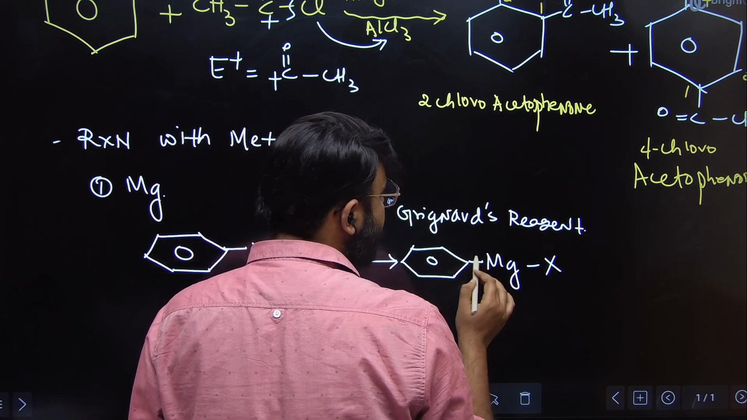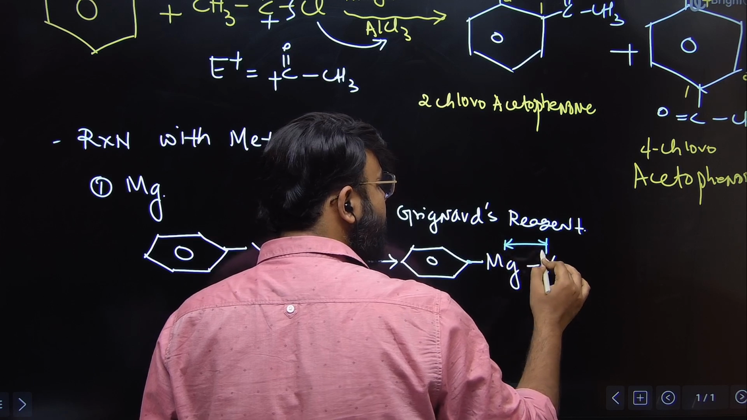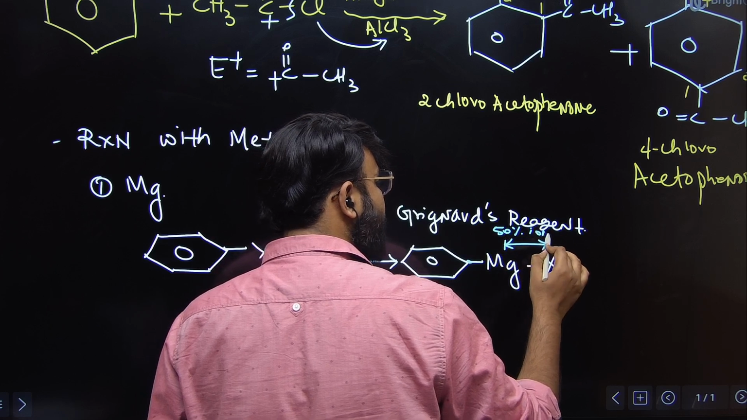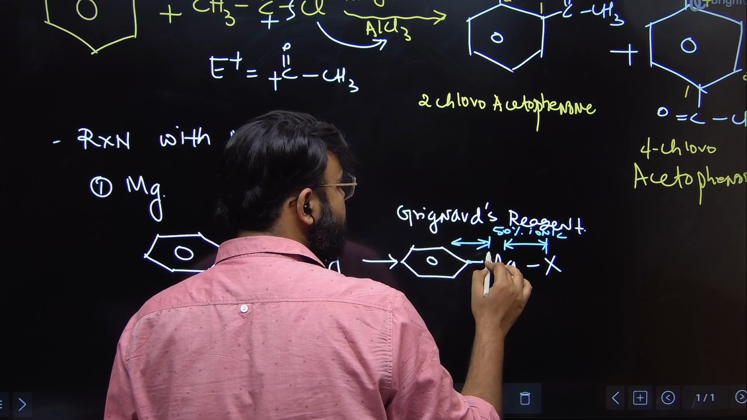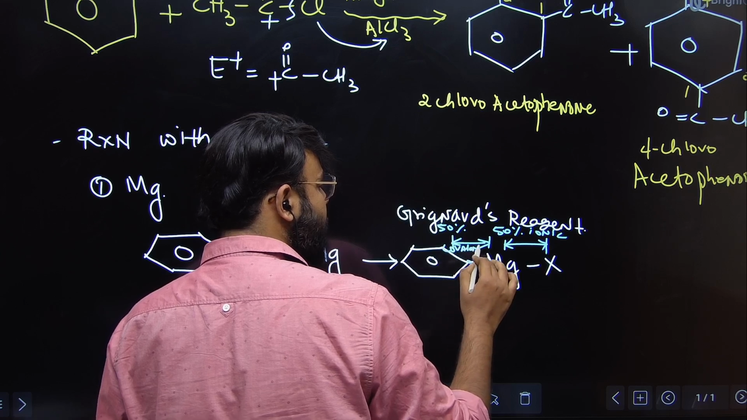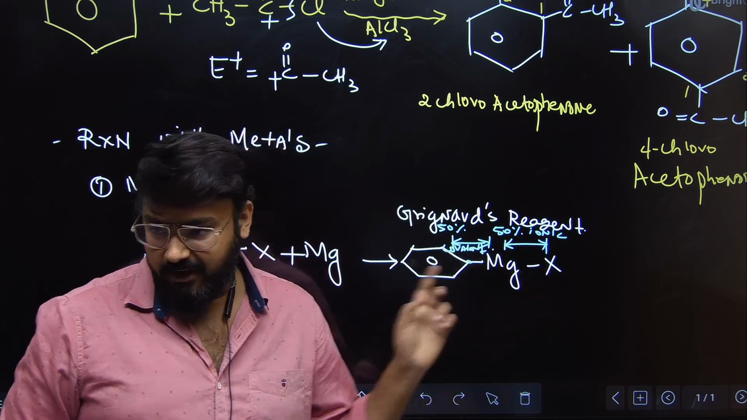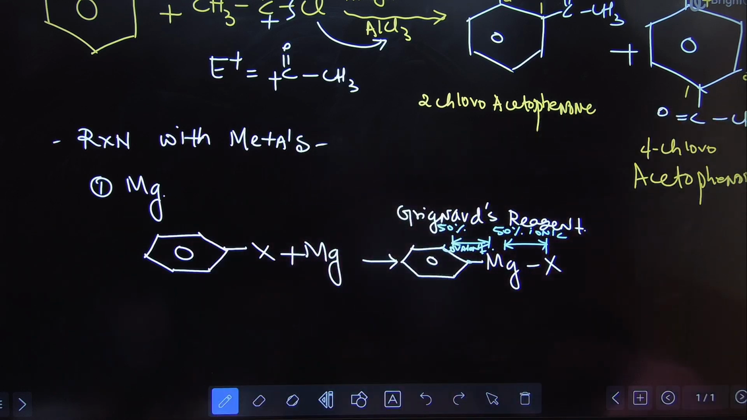And remember, the carbon and magnesium bond is covalent, and the magnesium and halogen bond is ionic. It's about 50% ionic. So whenever you need to break the bond, remember you will break the covalent bond, not the ionic bond. Okay. Online, is everyone clear? Please confirm.